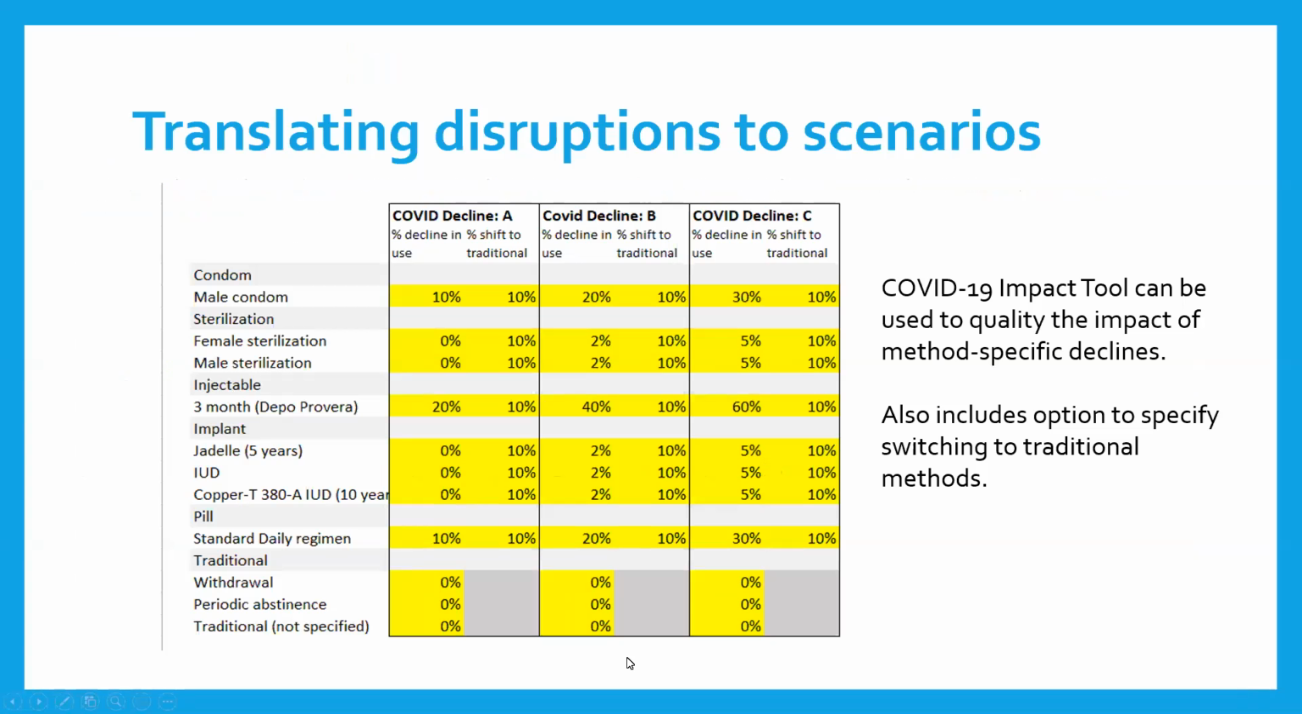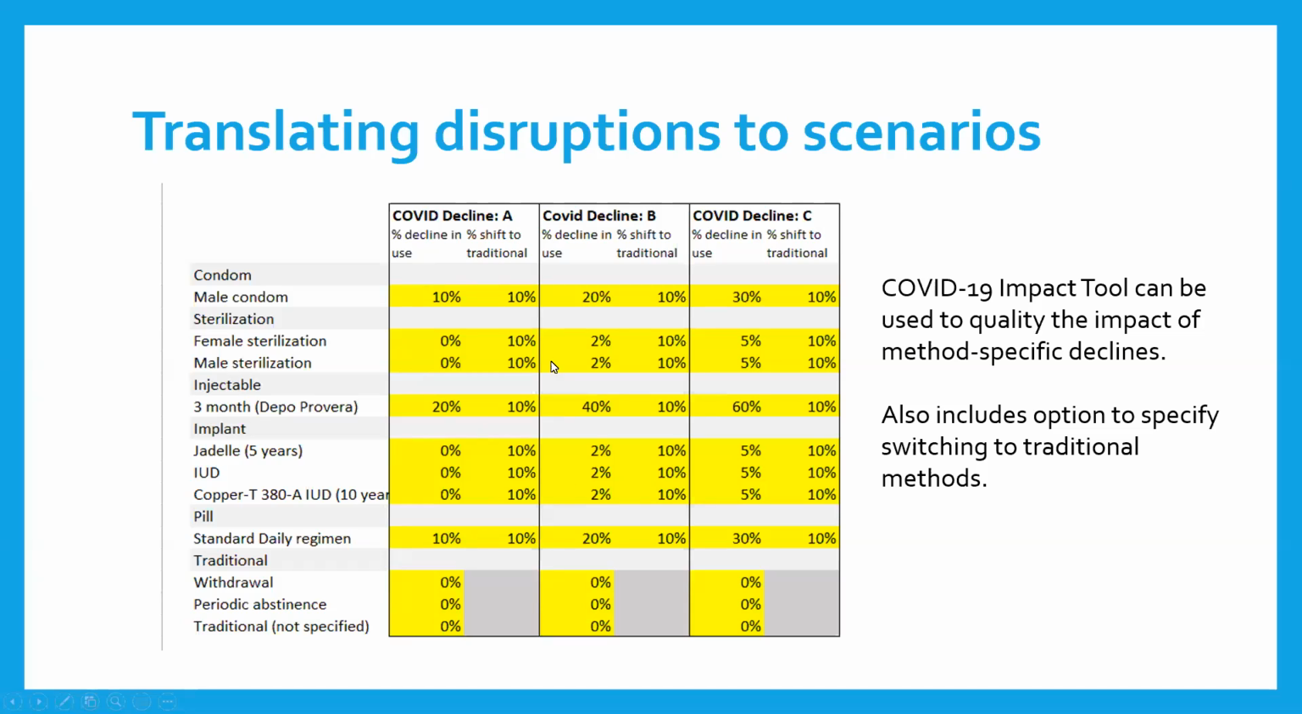So then within the tool, you'll find this table. We have pre-specified some values for these 3 different scenarios of sort of low, medium, and high disruption, but you can change these if you'd like. And so for each of these scenarios, the first column is how much decline we expect to see in use of that method because of COVID.